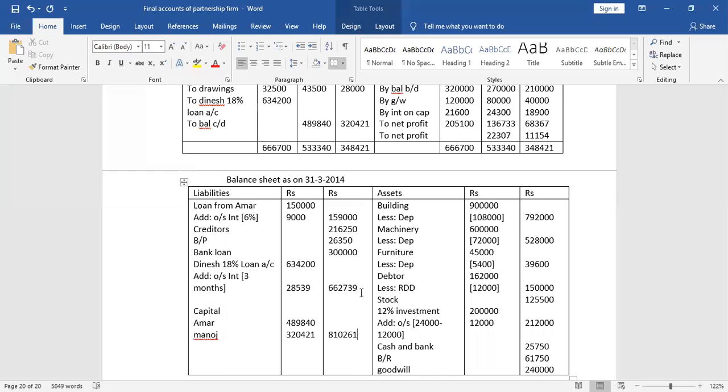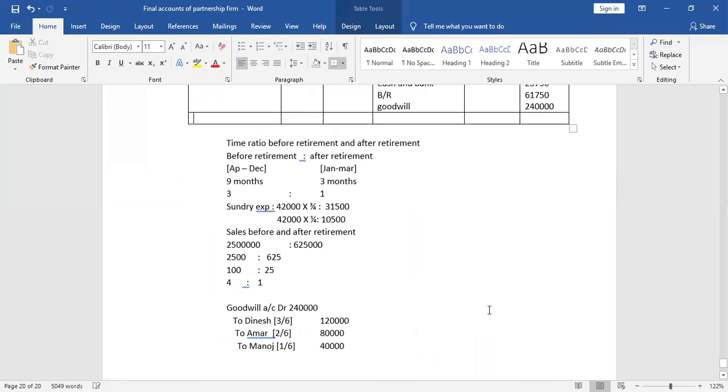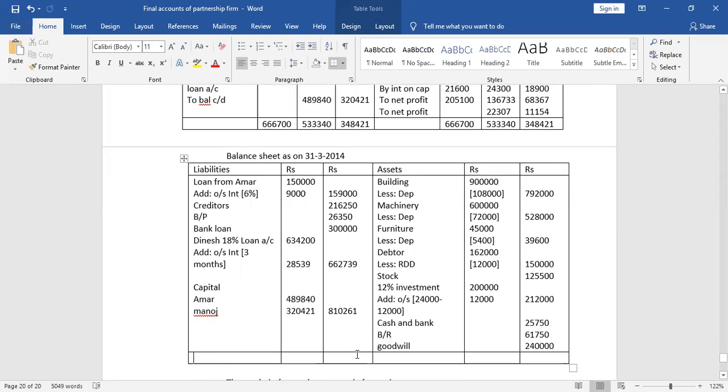810,261. Now we are done with it, we can do the tally and let us see how our balance sheet tallies. 21,74,600, 21,74,600. With this our balance sheet will tally and our sum is done.